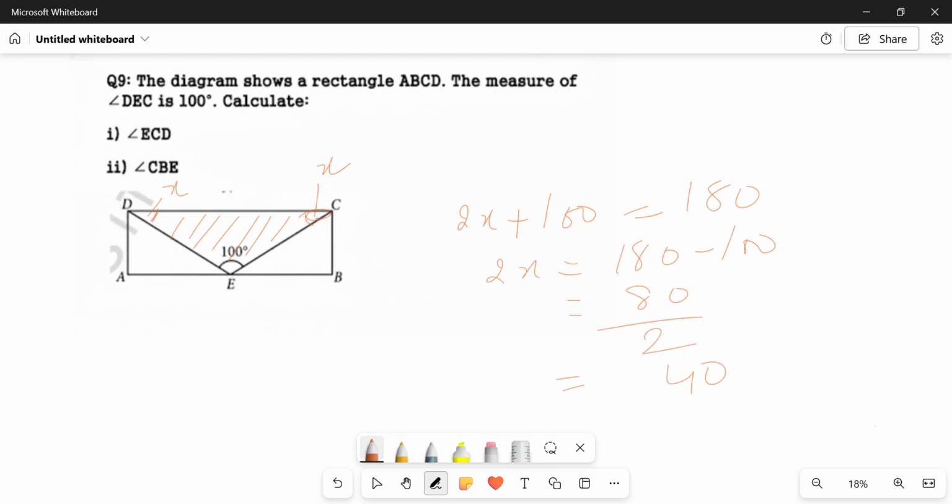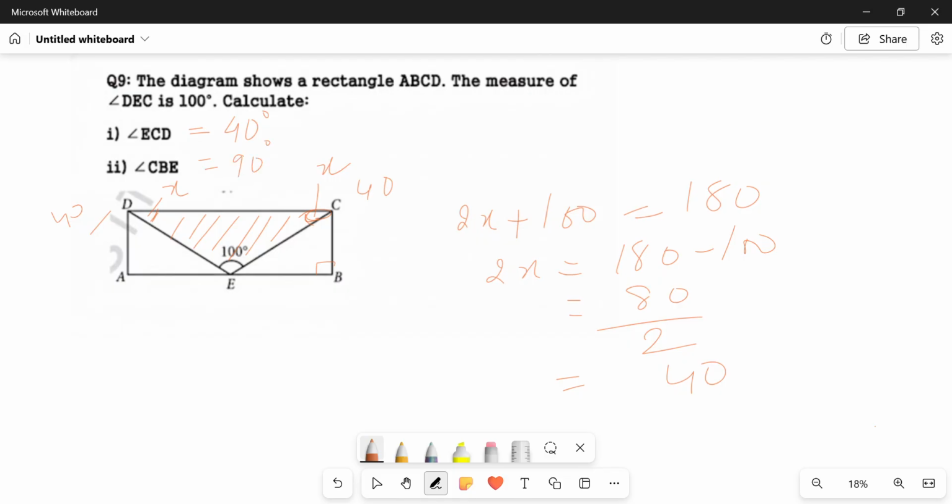So each angle here, when you divide it, gives you 40. Angle C is 40 degrees and D is also 40 degrees. When we add the sum of triangle EDC, it's 180 degrees. So basically angle C is 40 degrees. Let's check angle CBE. What is the measurement of B here? The B angle is 90 degrees.